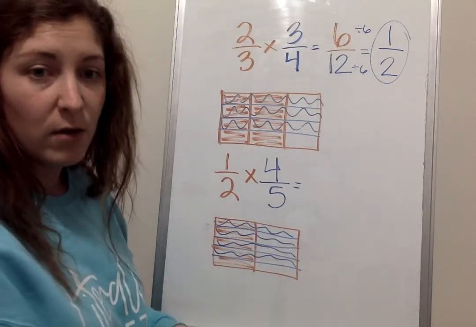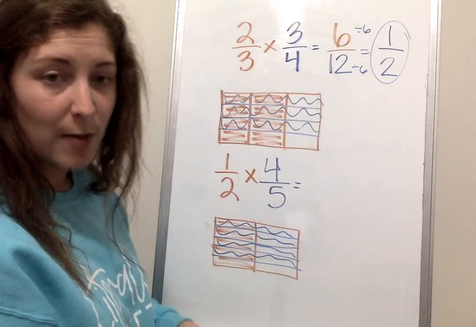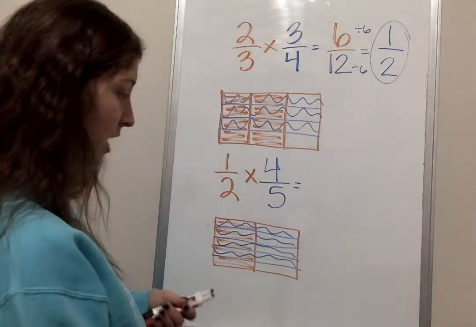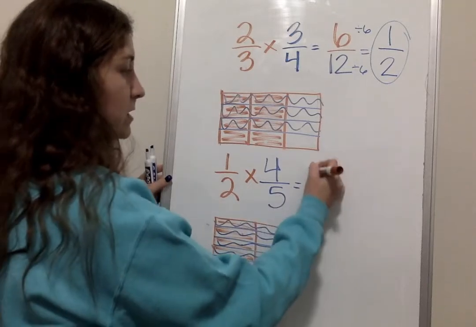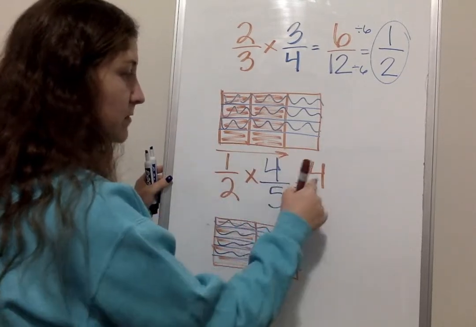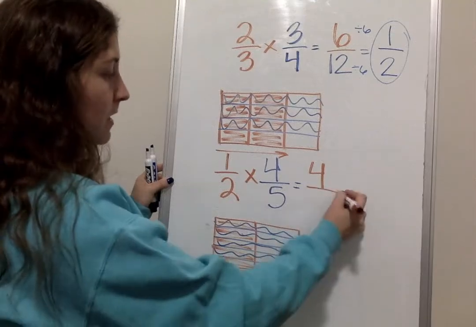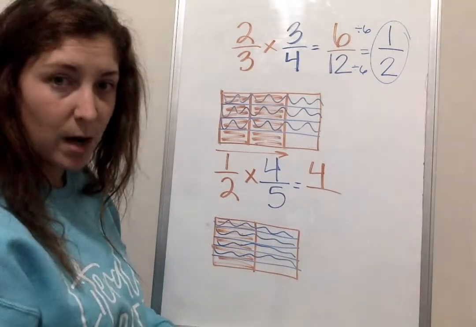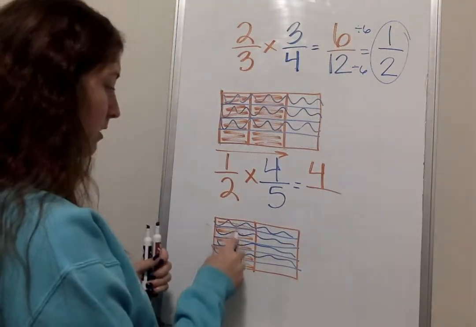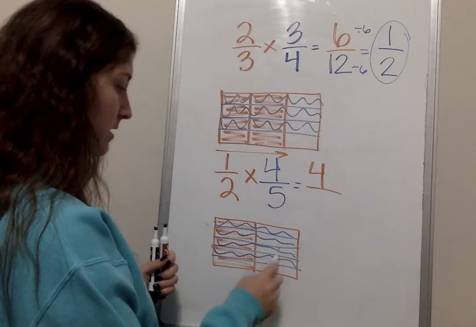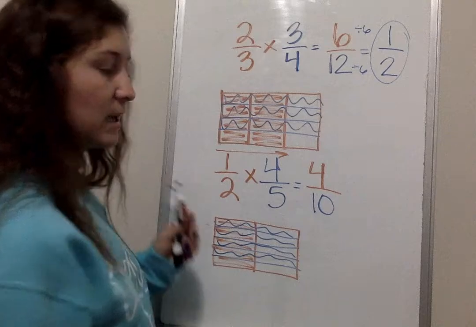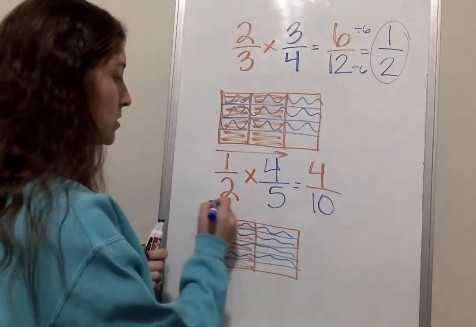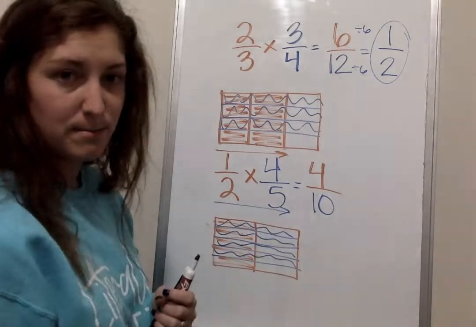Okay. Now, this time I'm counting how many pieces are overlapping and shading. 1, 2, 3, 4. Therefore, 4 is my numerator. 1 times 4 is 4. The total number of pieces in my model is my denominator. 1, 2, 3, 4, 5, 6, 7, 8, 9, 10. And therefore, I get 10 as my denominator. 2 times 5 is 10.